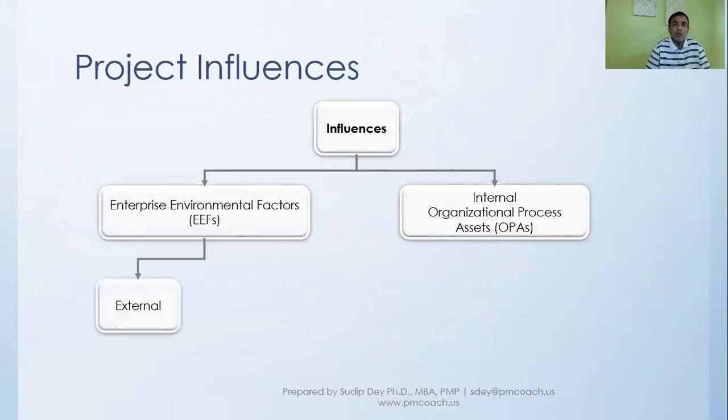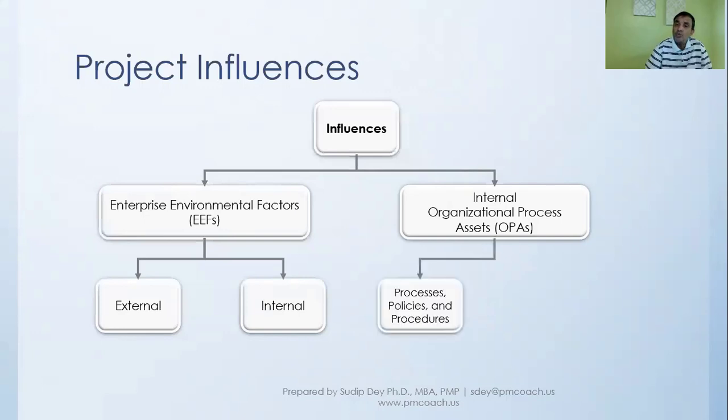Now, when we talk about enterprise environmental factors, there are two types. One is external factors and the other is internal factors. External factors are typically outside the organization. These are factors outside the organization that are influencing our project, and internal factors are factors within the organization that are impacting your project. In terms of assets, organizational process assets, we have two types.